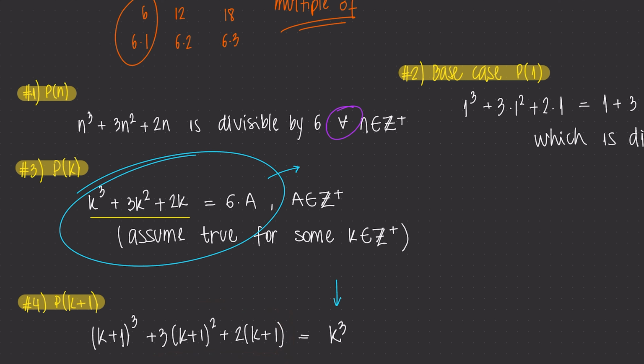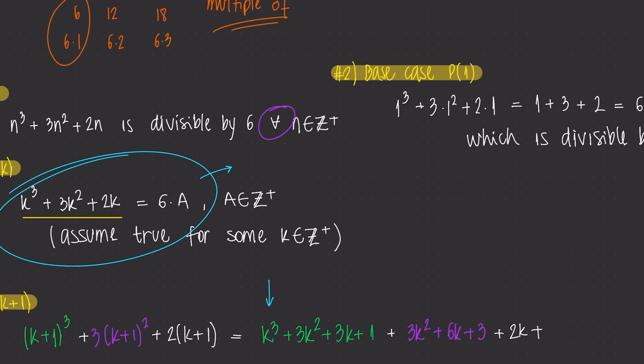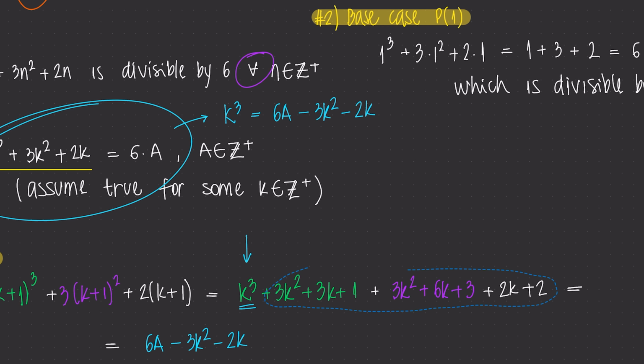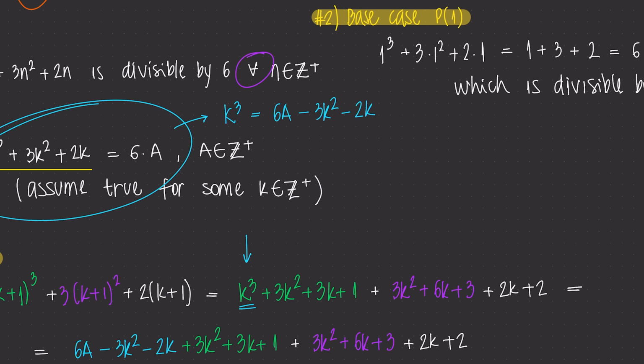So we have k cubed plus 3k squared plus 3k plus 1, which is the same as k plus 1 cubed, plus 3k squared plus 6k plus 3 plus 2k plus 2. Now, if we rewrite this equation as k cubed equals 6a minus 3k squared minus 2k, we get to replace it right here and simplify this a lot. So ultimately, this is what we have. There we go.